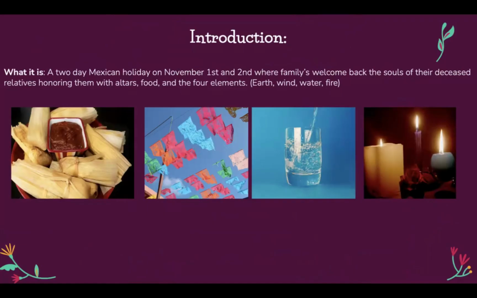Introduction, what it is. Dia de los Muertos is a two-day Mexican holiday on November 1st and 2nd, where families welcome back the souls of their deceased relatives, honoring them with altars, food, and the four elements, which is earth, wind, water, and fire. Earth is represented through traditional foods or foods that the deceased one might have enjoyed. Wind is represented by papel picado, which is used to decorate. Water represented through beverages, and fire represented normally through candles and incense.